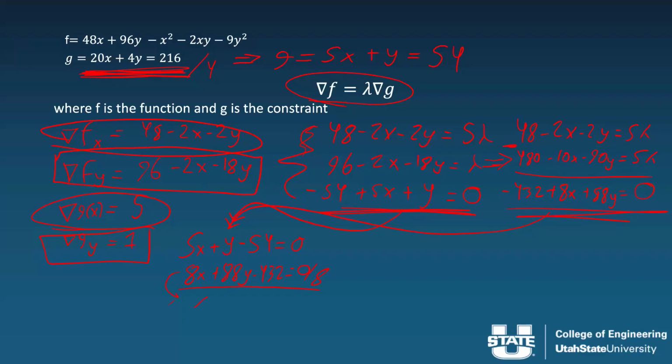We're going to get x plus 11y minus, what's 432 divided by 8? Let's see here. I think that's going to be something like 54. Yep. Oh, look at that. That's nice and easy. All right, cool. So we have that.